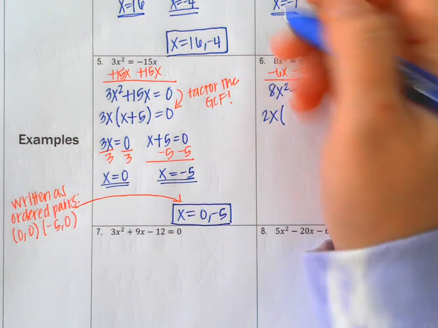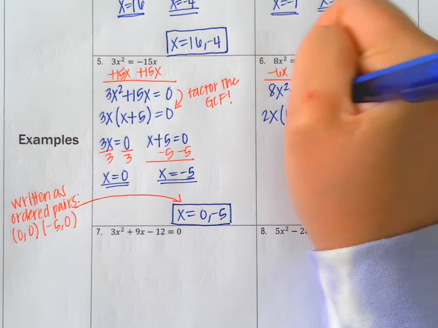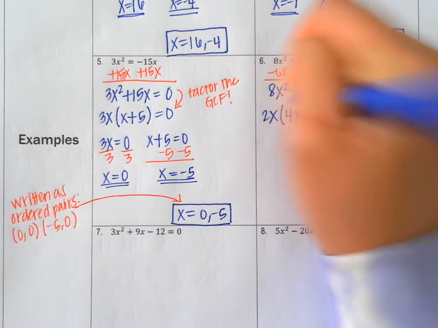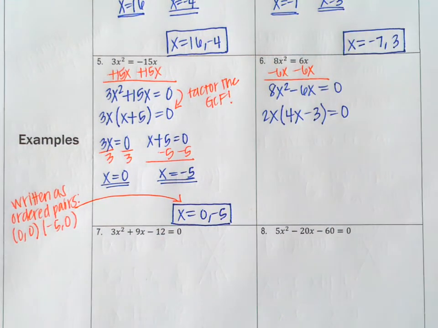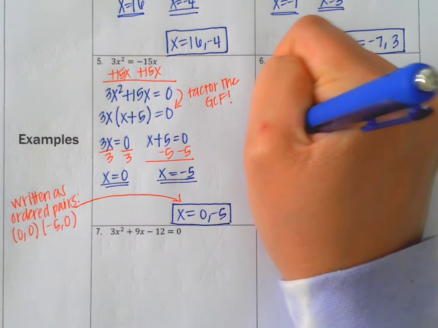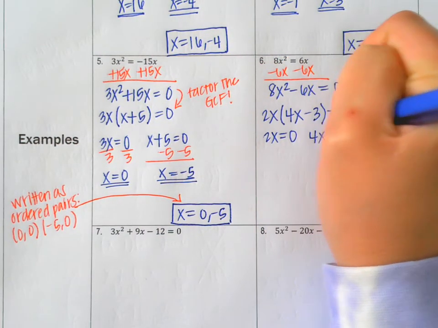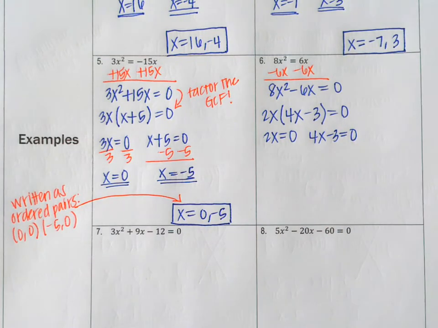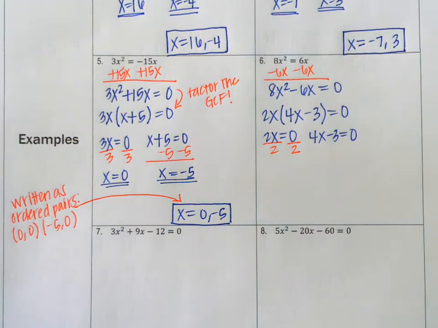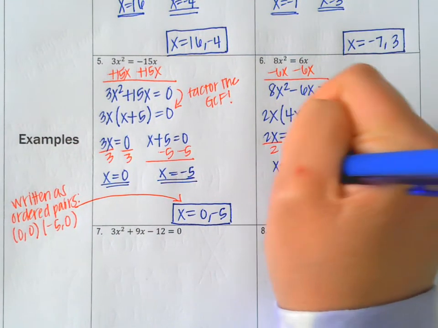8 divided by 2 is 4. x squared divided by x is x. 6 divided by 2, that's a minus 3. x divided by x is 1. Now that it's totally factored, I can set each factor equal to 0 and solve for x. So 2x equals 0, and 4x minus 3 equals 0. Now I just solve for x. This is being multiplied, so to undo multiplication, we divide both sides by 2 to get x equals 0.